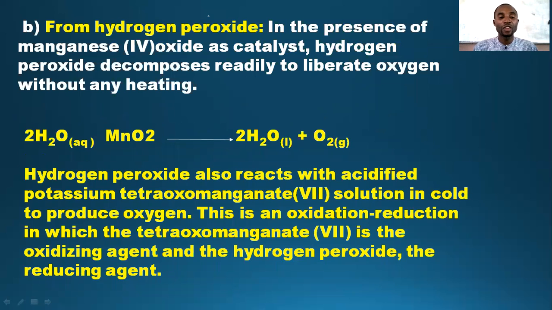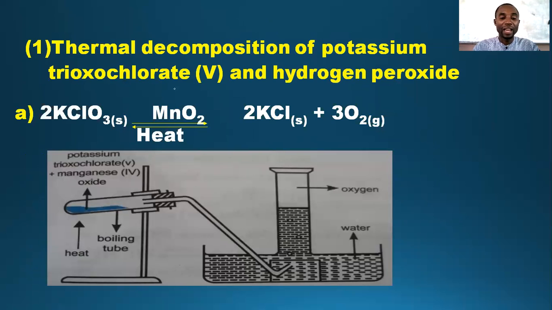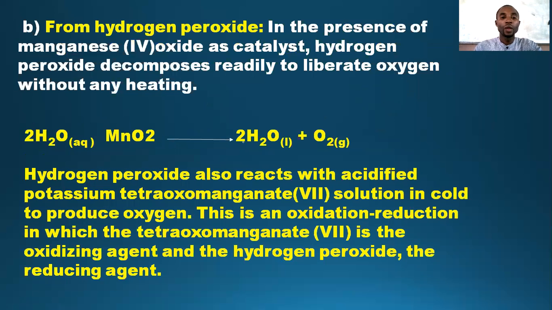Now, that is one of the ways. Another way is the one I talked about before, which is hydrogen peroxide in the presence of manganese(IV) oxide, which acts as a catalyst, of course. Even in this one, you can see in the equation that manganese(IV) oxide acts as a catalyst to speed up the rate of the chemical reaction. Here, hydrogen peroxide decomposes readily to liberate oxygen without any heating. It does not require heating, while the oxygen gas is produced.